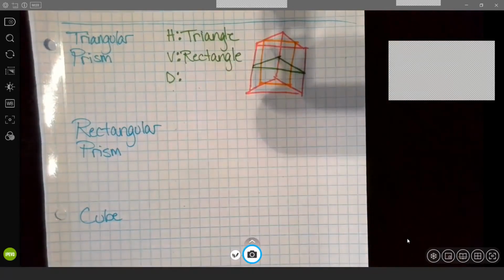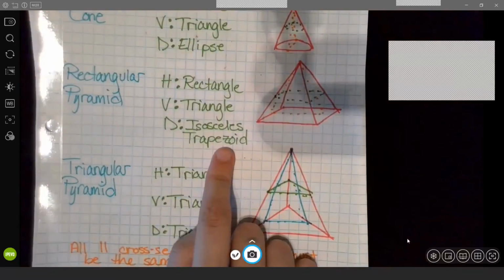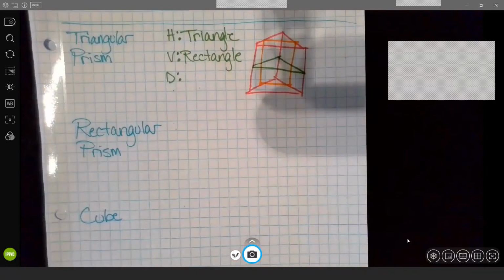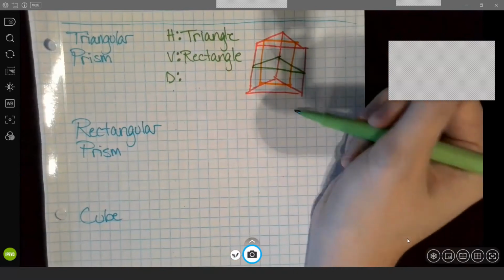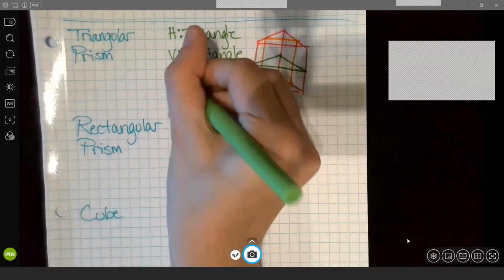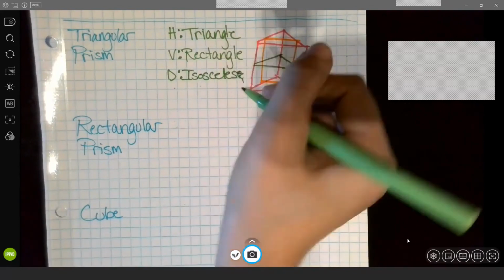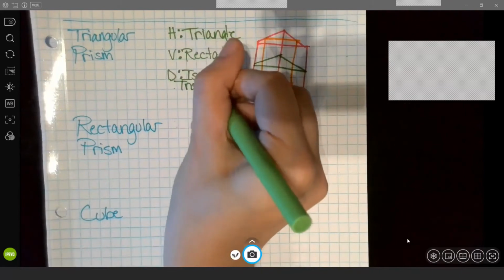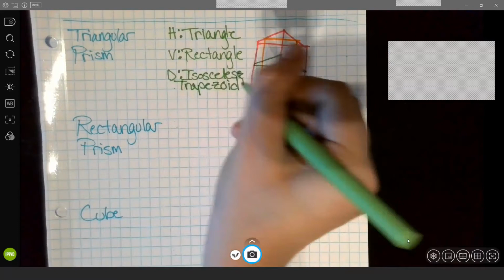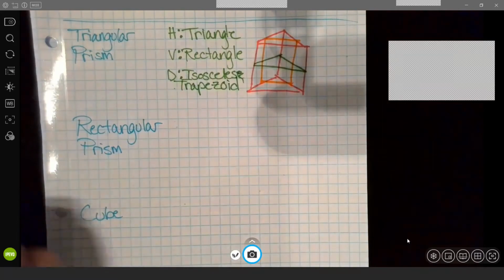Now the diagonal is trickier. Since the diagonal is moving from triangle to rectangle, I'm going to take inspiration from the rectangular pyramid. In our rectangular pyramid, we said that the diagonal here was an isosceles trapezoid. So taking that, that means if I cut diagonally in the shape for the prism as well, I should also get an isosceles trapezoid. So we have our guesses. Let's take a look. Let's give the triangular prism a try.